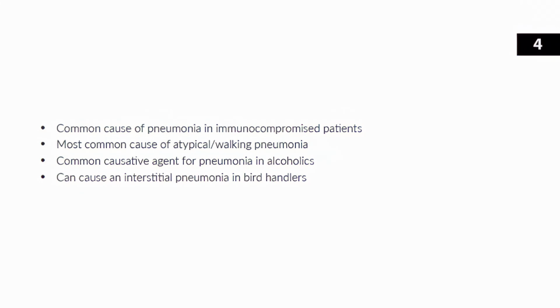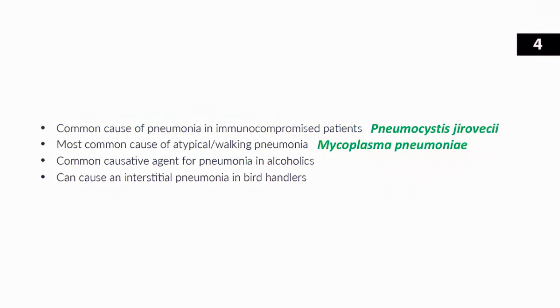So first one here, common cause of pneumonia in immunocompromised patients. You want to think first here about Pneumocystis jirovecii. So this causes our PCP pneumonia. Next, we have most common cause of atypical walking pneumonia. We talked about before. What was the most common one of those? Well, it's Mycoplasma pneumoniae.